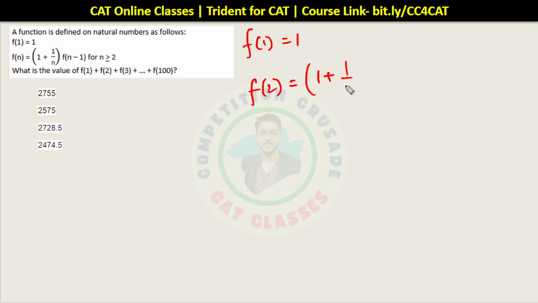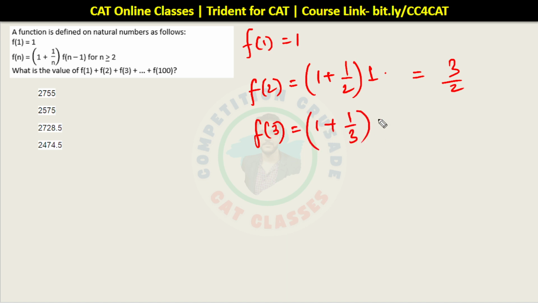So this is n minus 1, that is f1, that is 1. This is going to be 3 by 2. Let's continue. This is going to be 1 plus 1 by 3, and f of n minus 1, that is f2, is 3 by 2. 4 by 3 into 3 by 2, that is 4 by 2. Now keep 4 by 2 as 4 by 2 only.